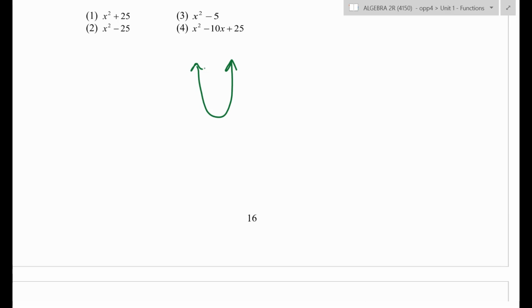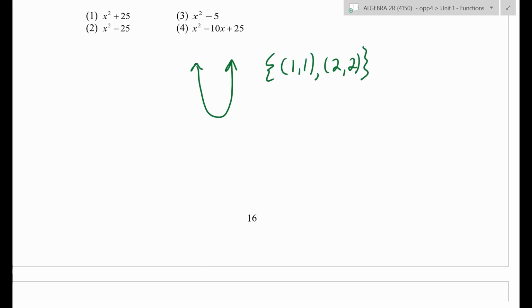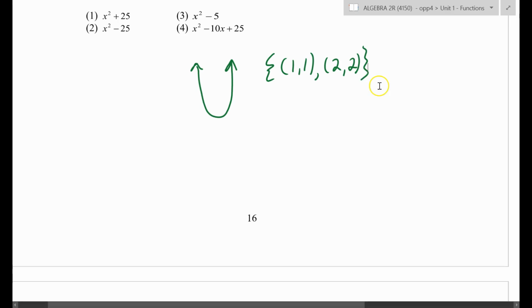If I gave you this set of points, would that set of points create a function? How do I know it would create a function? There are no repeating x values. No repeating x values can't lend itself to anything that's an issue, right?